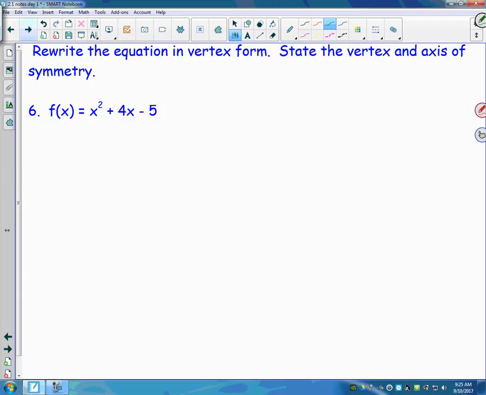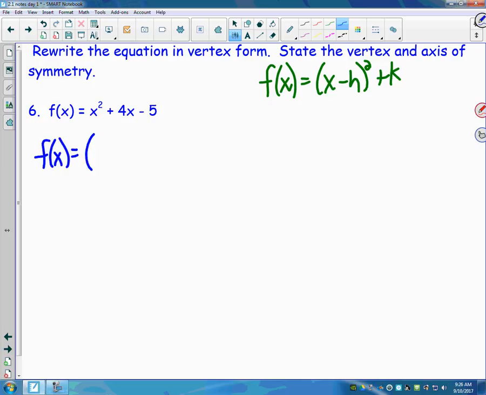Okay, it says rewrite the equation in vertex form, state the vertex and the axis of symmetry. So we need to write this in vertex form, which means we need to take something that's not written as a perfect square and write it as a perfect square. And this is where we're going to complete the square. There's not another way to do this. And this is where completing the square gets a little more complicated because we have to do this without moving stuff over. Like think about normally when we're solving an equation, the first thing I would do is add 5 over. But I can't do that with f of x.